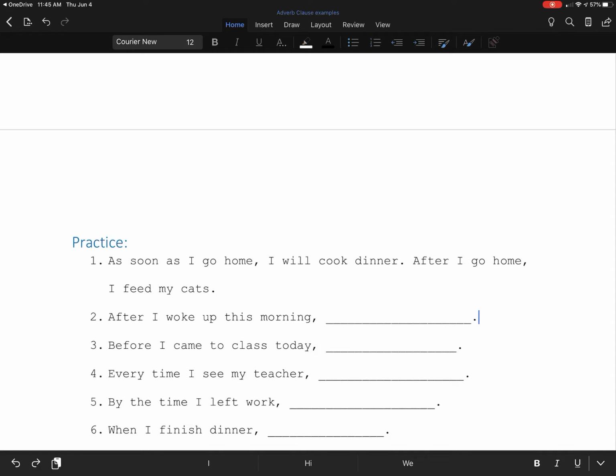The second one is past tense. Woke is the past tense for wake. After I woke up this morning, I checked my phone. When I finished dinner, I watch TV. These are just a few examples, and don't forget to use the comma.